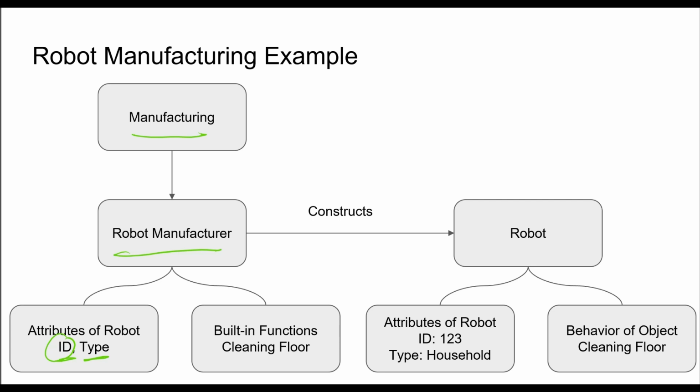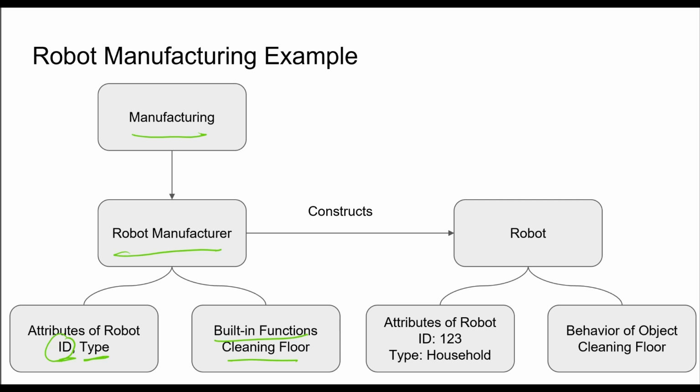And then there is the functionality that the robot will be supporting. There will be some built-in functionality in the robot, for example, cleaning floor is a functionality that comes with it. Now the robot manufacturer will create a lot of robots with different functionalities built into them, and with some attributes that will be type, ID, and so on.